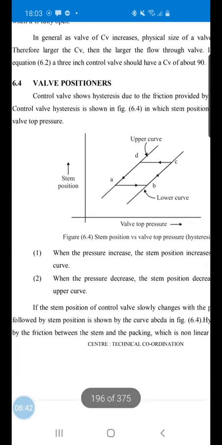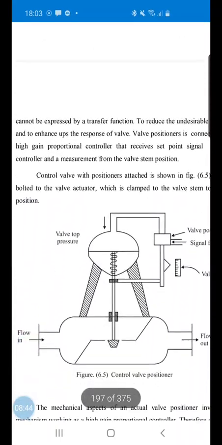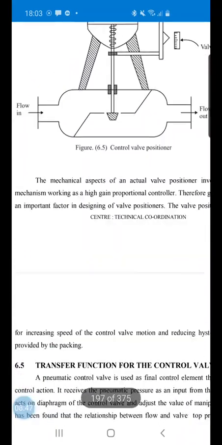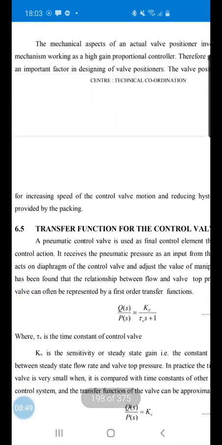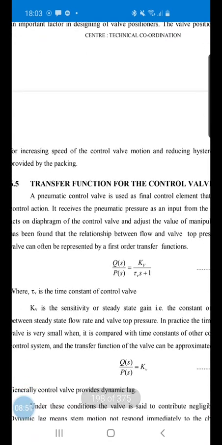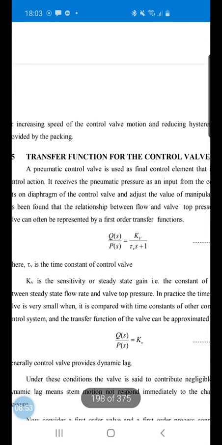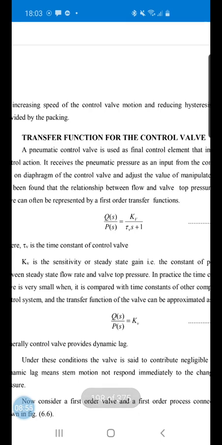Now in the case of a control valve, it is important to know how to calculate its transfer function. So we'll discuss how to calculate the transfer function for the control valve. This pneumatic control valve is used as a final control element. It receives the signal from the controller and gives output to the process.